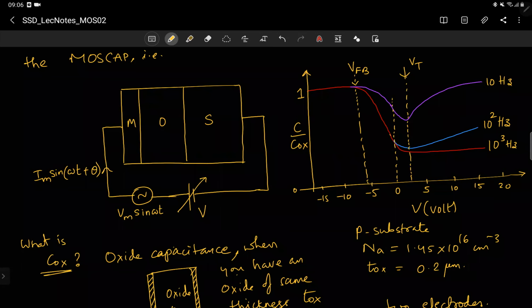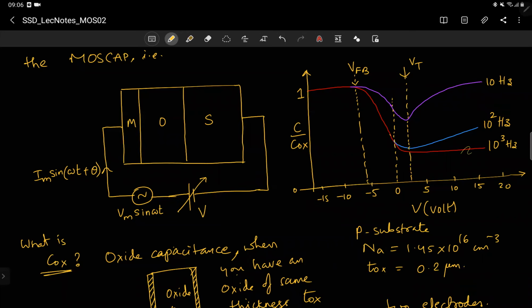Now let us see how the capacitance curve looks. We have normalized the capacitance of the MOS junction with respect to Cox. We will come to this a little later after seeing this figure. On the x-axis, we have voltage. At every voltage, you apply a sinusoidal and see what the capacitance is. It is not going to be a constant like you find for a parallel plate capacitor. It is varying with the bias point.